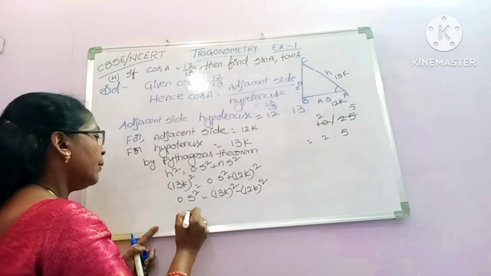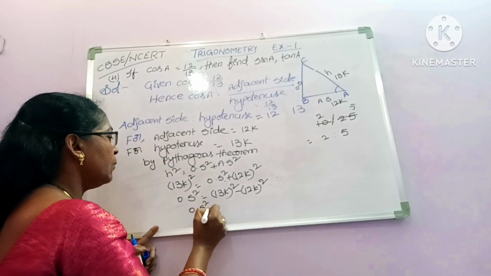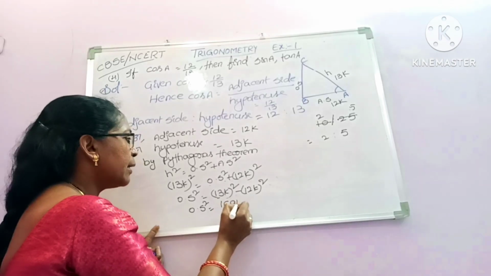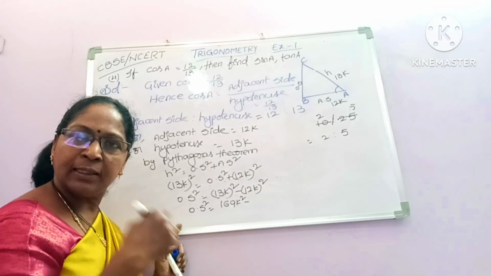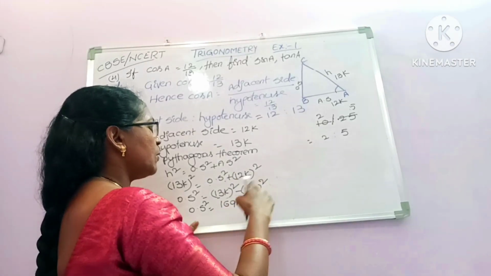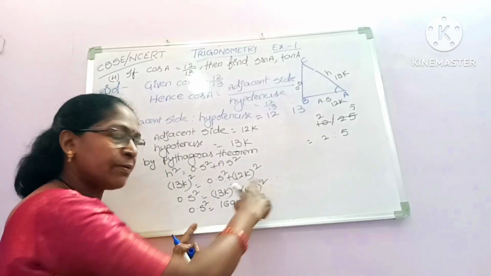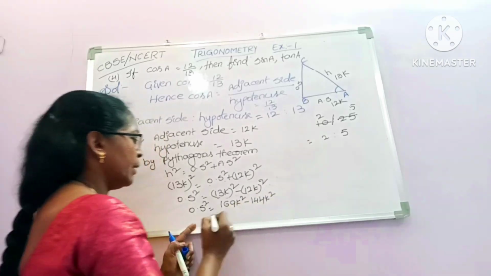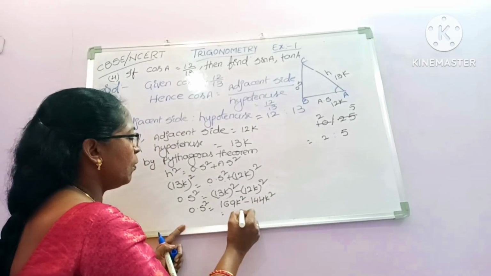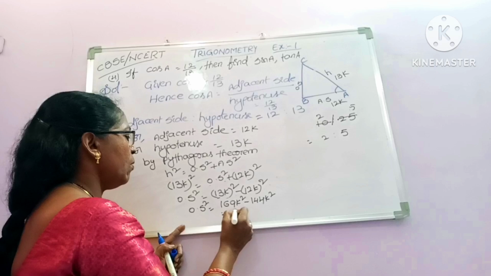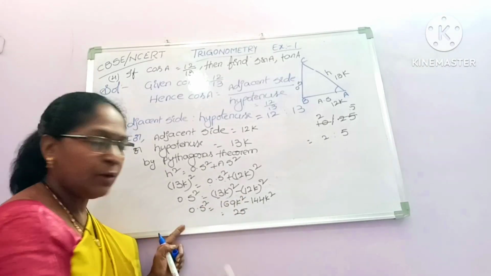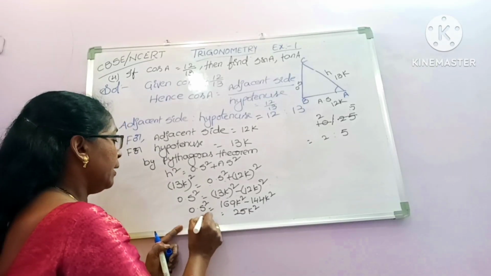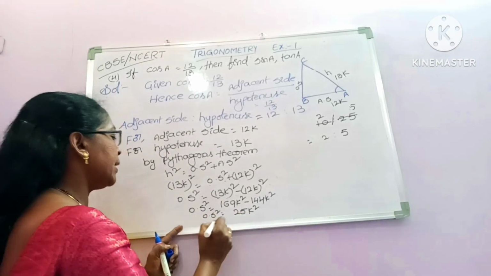So 12k whole square. Then opposite side square equals 13 square times k square. 13 squared is 169, so 169 k square, minus 12k whole square, which is 12 square times k square. First you write 12 square; 12 square is 144 k square. Subtract: 9 minus 4 is 5, 6 minus 4 is 2, 1 minus 1 is 0. So 25 k square is common. Here opposite side square equals 25 k square.